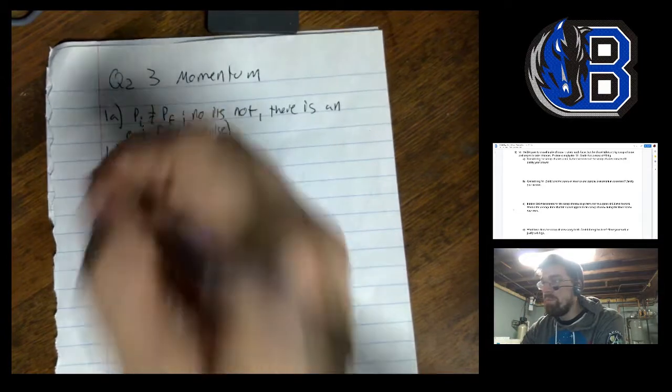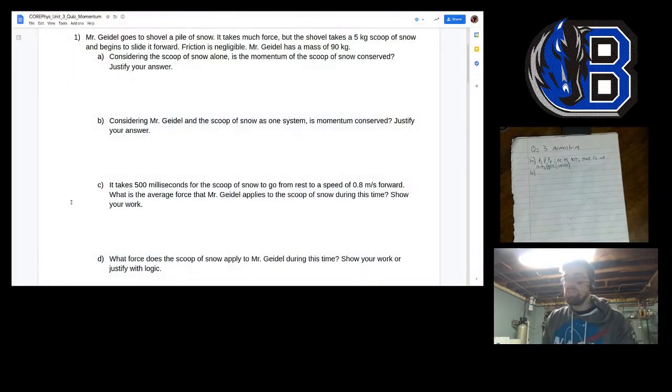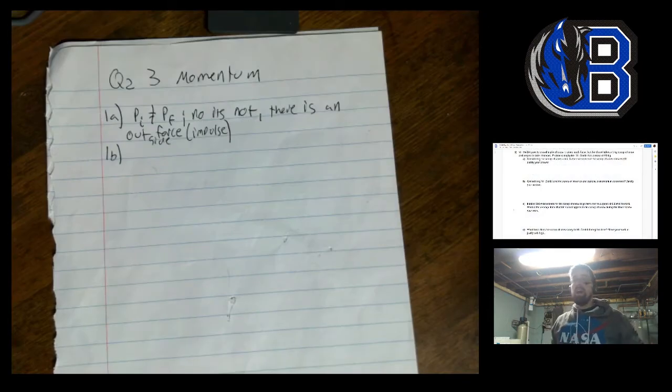All right, 1B. Considering Mr. Geidel and the scoop of snow as one system, right there, language in the question calling out, hey, the system you consider matters. The system you consider matters. Okay, so here, does the shovel count? Yes, the shovel's part of the system.